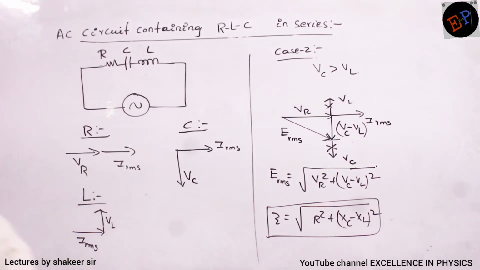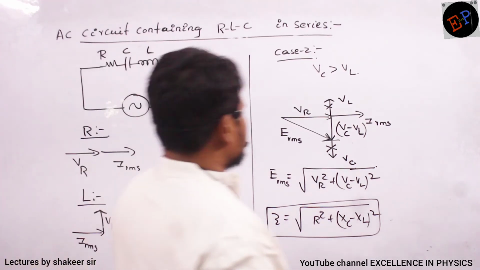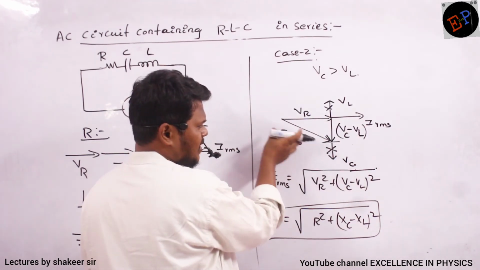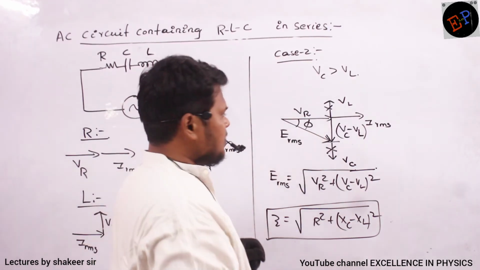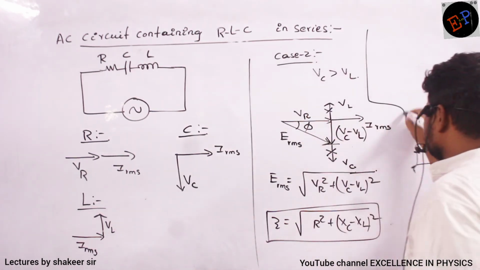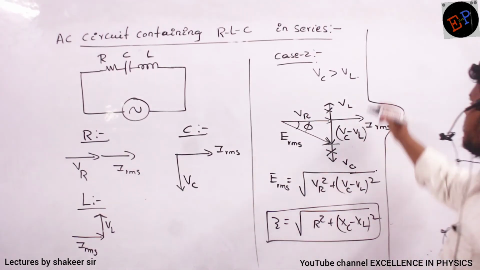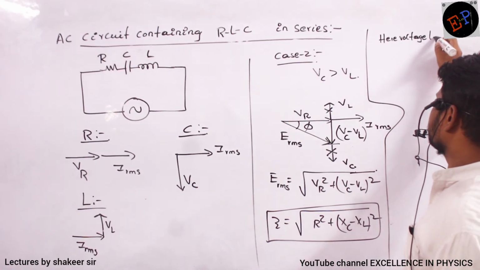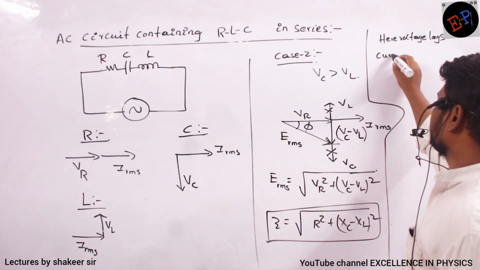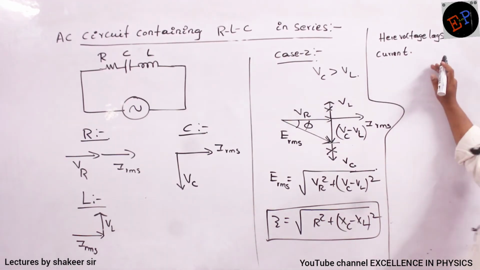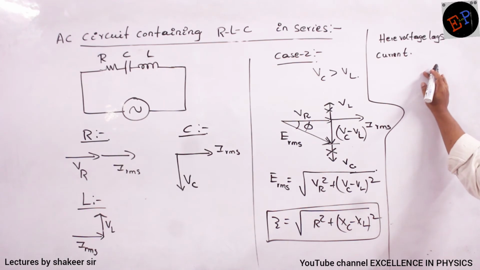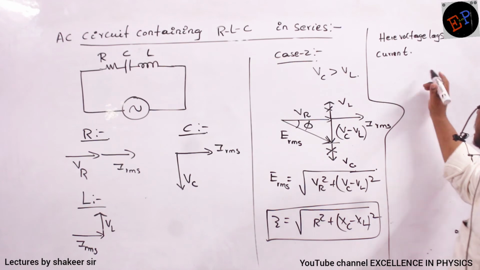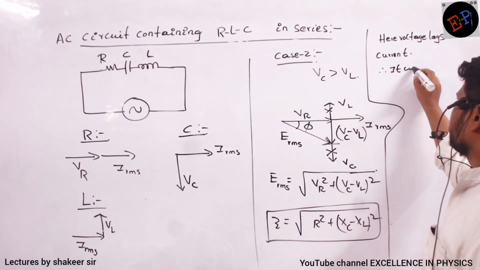Here, when compared to current, which is IRMS, voltage is lagging by an angle of phi. So therefore what kind of circuit is it called? This is a capacitive circuit. So here voltage lags current. Voltage lags current in which condition? Only if it is a capacitive circuit. In a capacitor only, current leads voltage by 90 degrees. Same concept here also. So therefore it is a capacitive circuit.